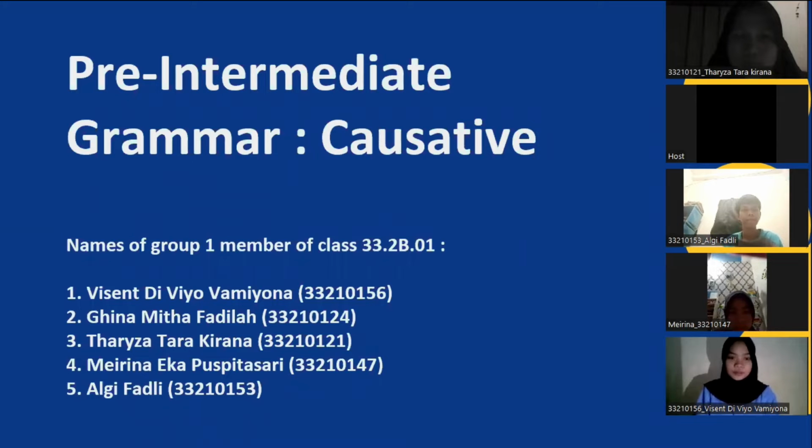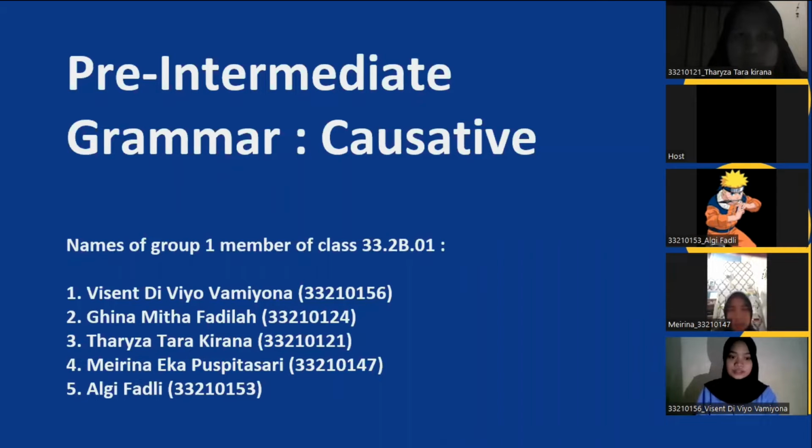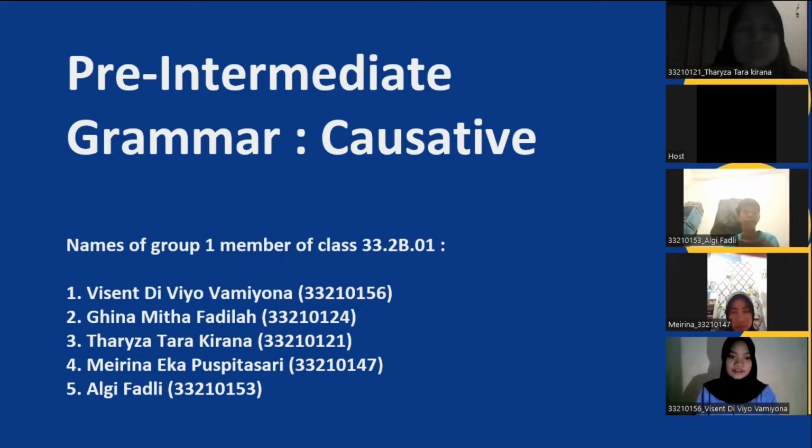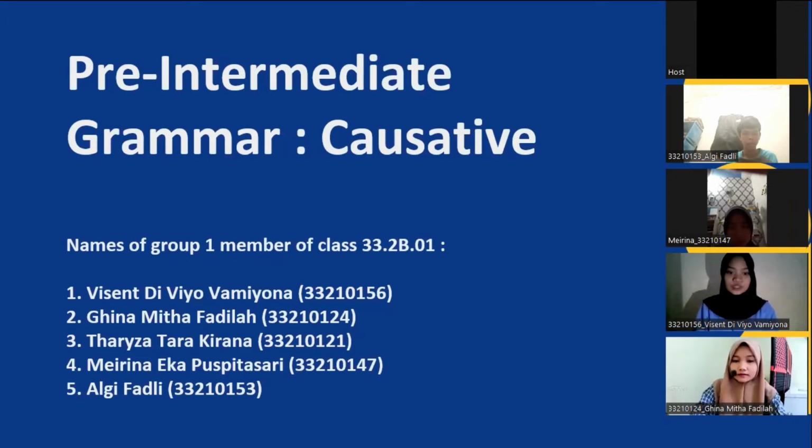We are from Group 10, and as you can see, the first slide is about introducing ourselves. The first person introducing is me. My name is Vicente Via Famiona. My student ID number is 332101556. The second person in this group is Ginamita Fadila, and her student ID number is 332101224. And the third person in this group is Tarizata Kirana.